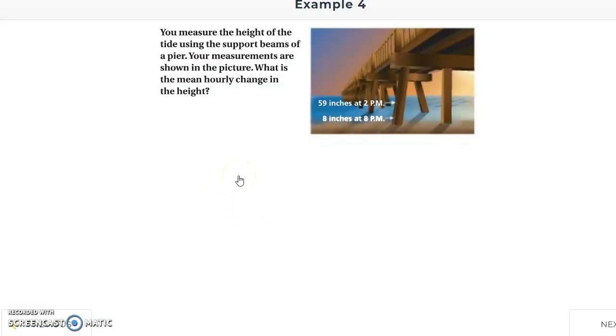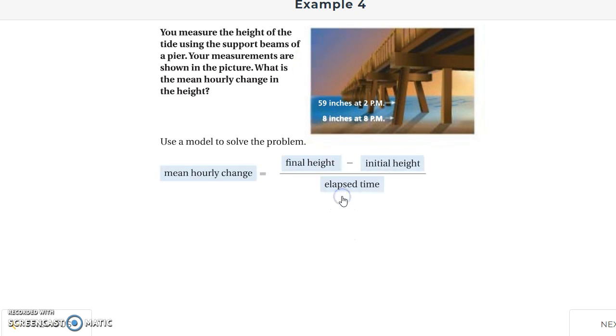We're going to apply our new rule to a word problem. You're measuring the height of the tide using the support beams on a pier. The measurements are in the picture. What is the mean hourly change in the height? So right away, I'm jumping in. Mean means the average hourly change in the height. Okay. I think it's always great to draw a picture. So we're going to look at this in picture form or a model.